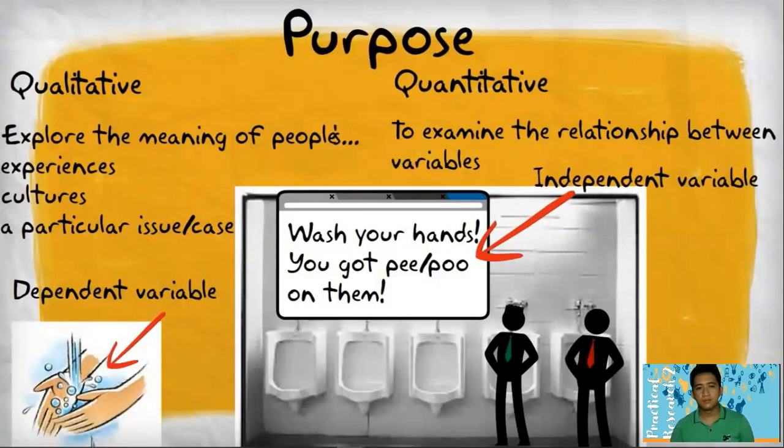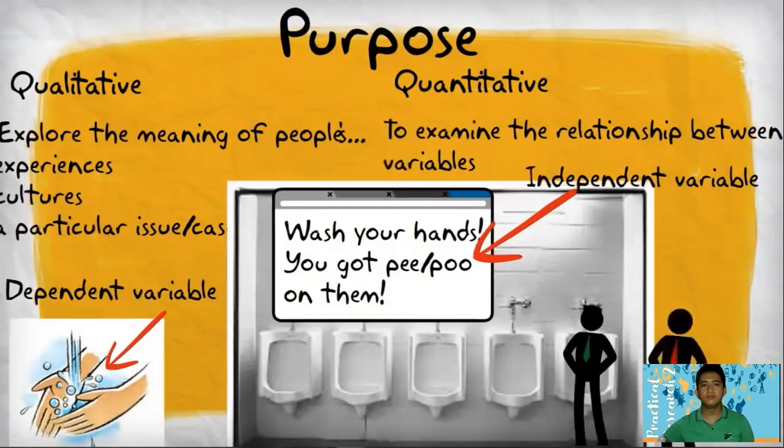Some extraneous variables are the people in the bathroom's age, sex, race, ethnicity, and so on. The point of the study was to examine the relationship between these variables. More hand washing, the dependent variable, took place in the bathroom that had the poster, which was the independent variable.